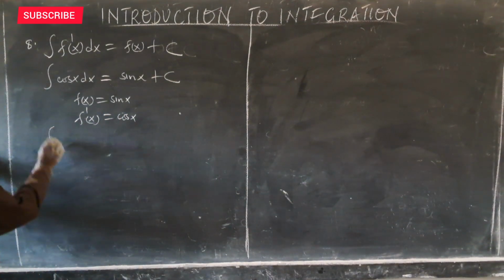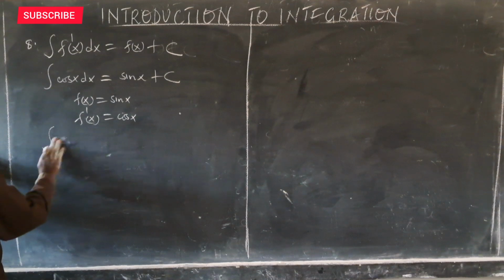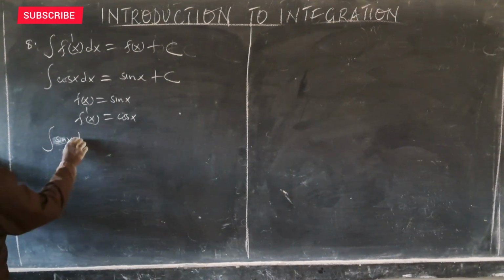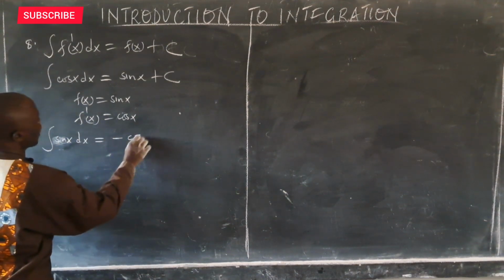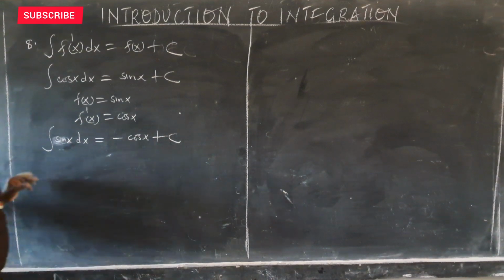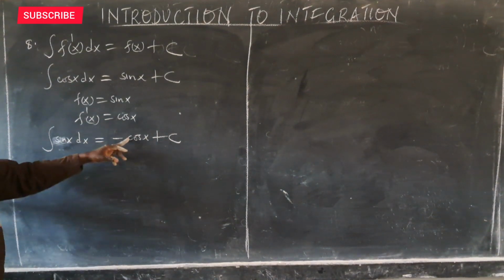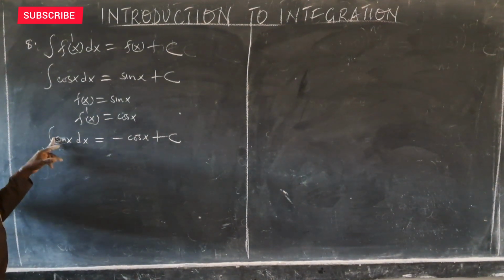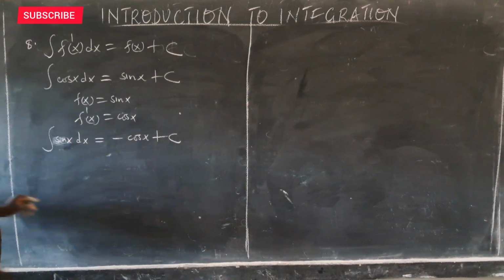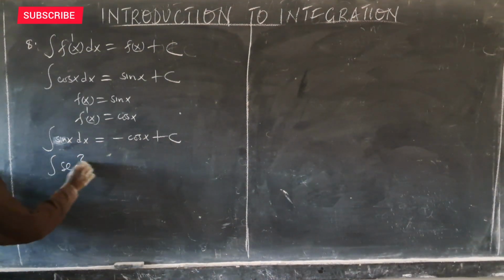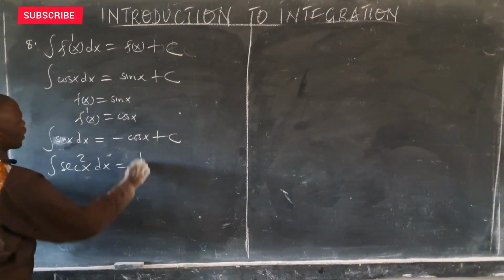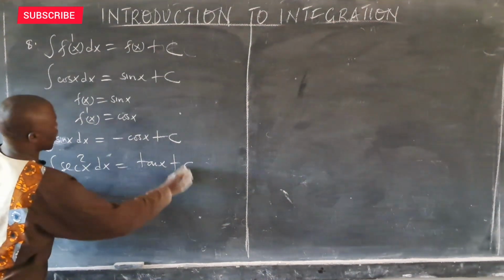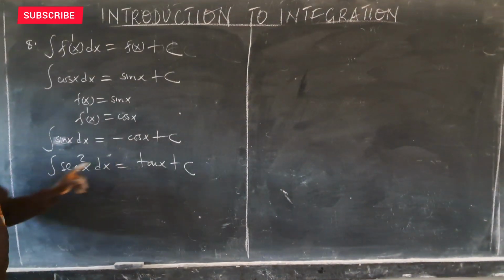So let's show you what if you have, let's say maybe, sine x. So it will be negative cos x. Because when you differentiate the cos, you get negative sine. Because negative is missing here, so I put it this side. So integral of sec squared x dx becomes tan x plus c. Because when you differentiate the tan, you get sec squared.